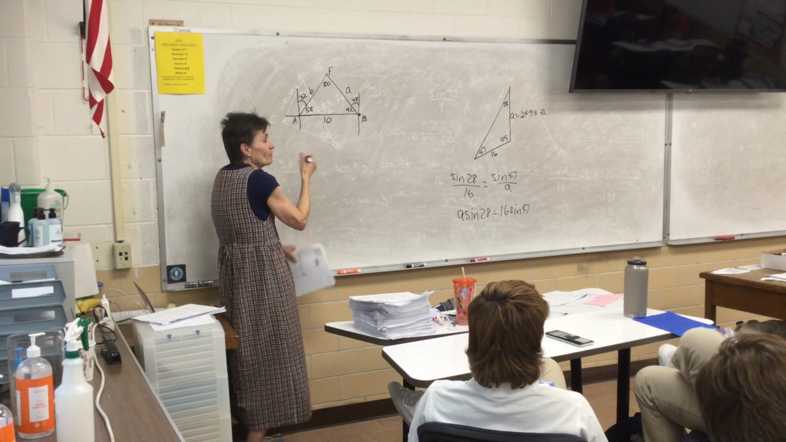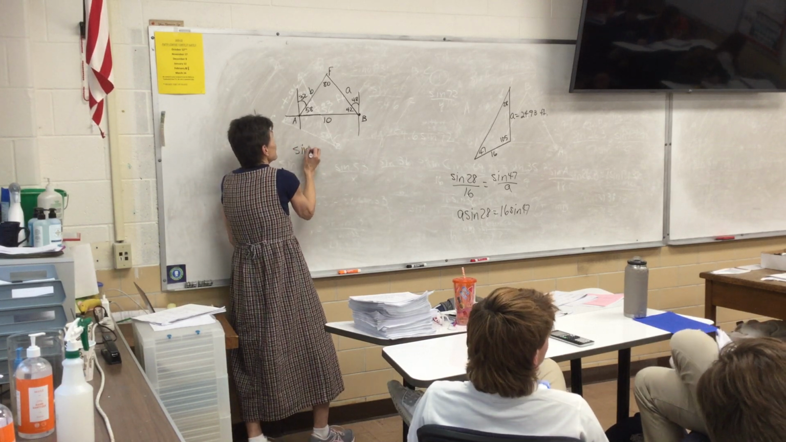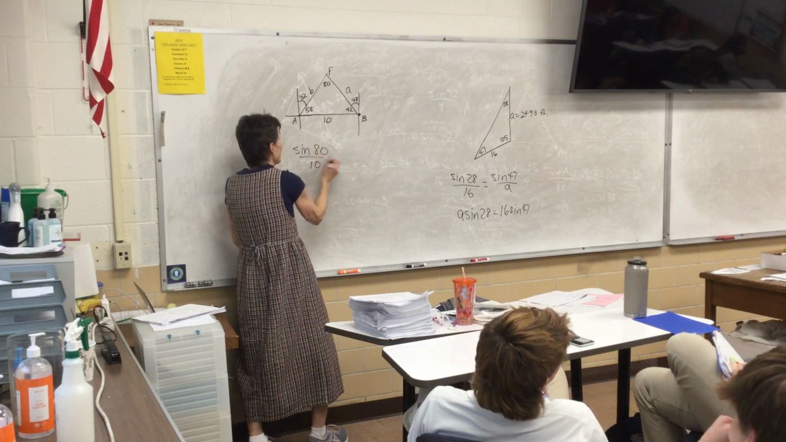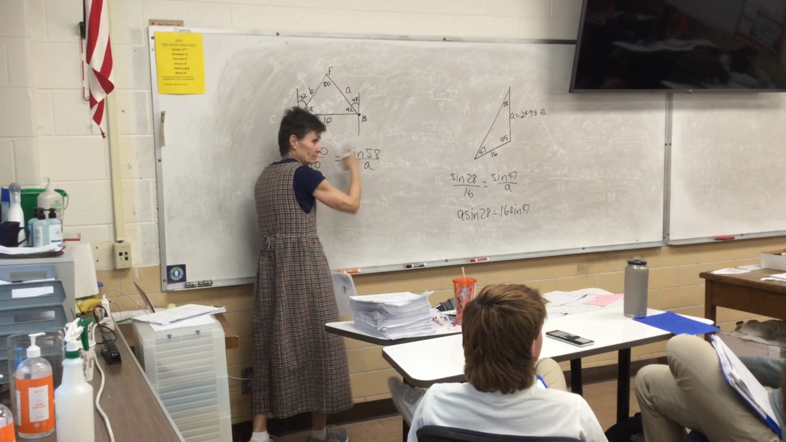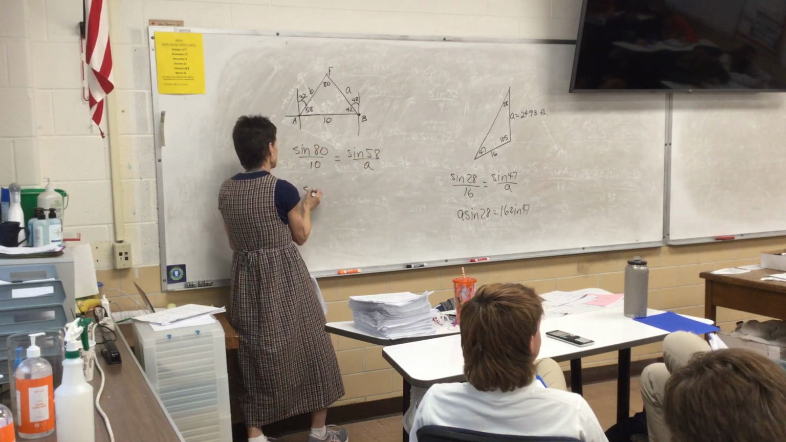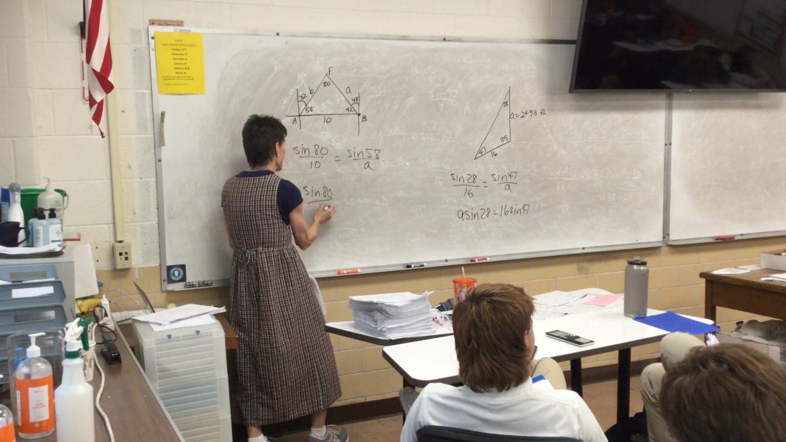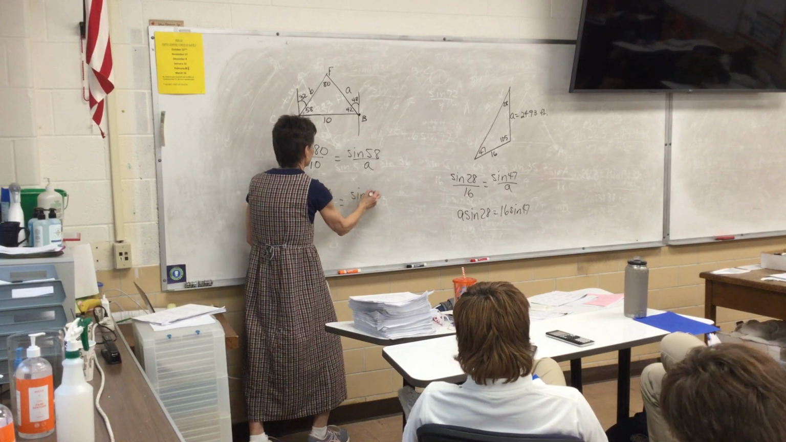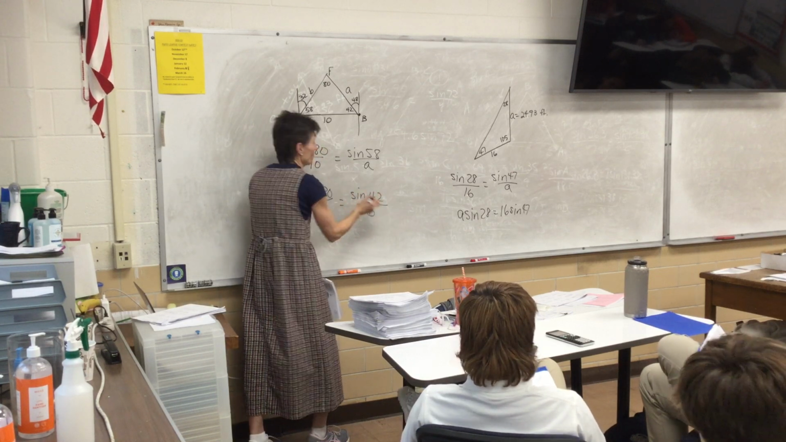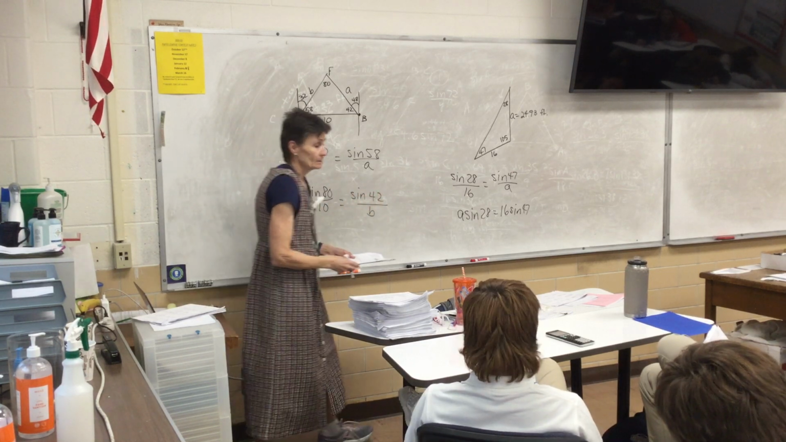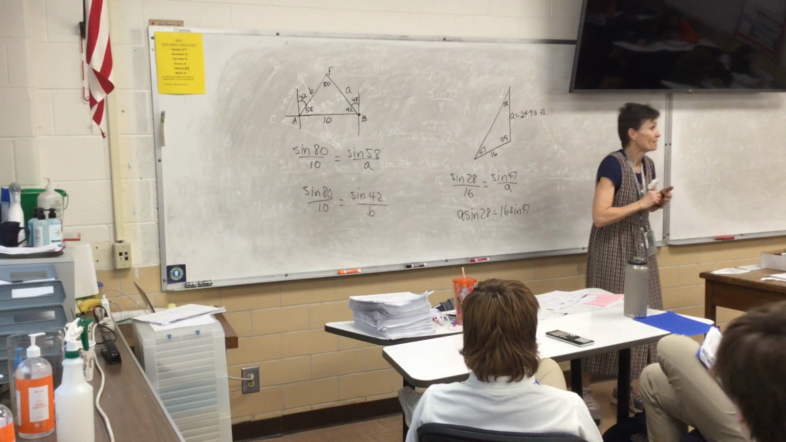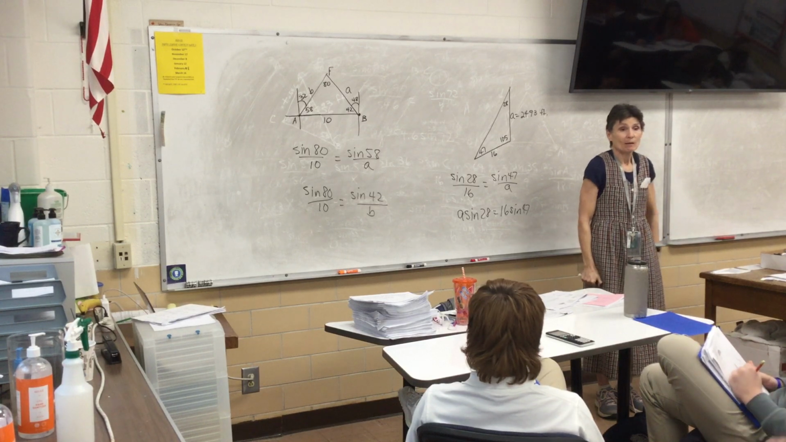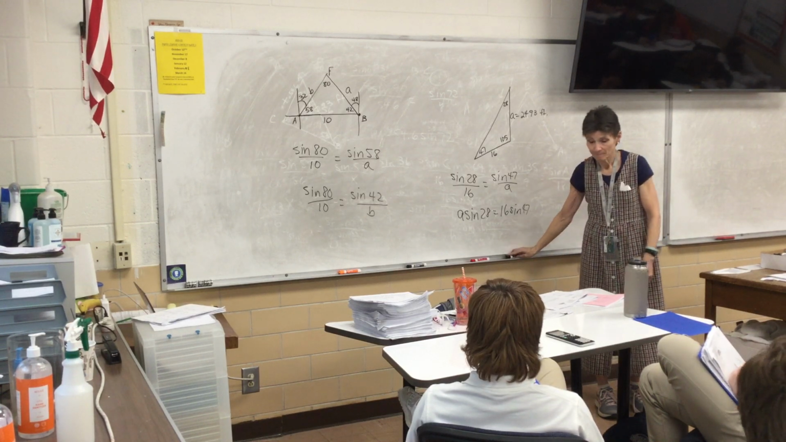So I don't care which one we find first, it doesn't matter. Sine 80 over 10 equals sine 58 over A. And sine 80 over 10 equals sine 42 over B. I'm not going to make you type that in if you don't want to. You know how to do that. Does that make sense to you, though? That would be the setup for the problems?